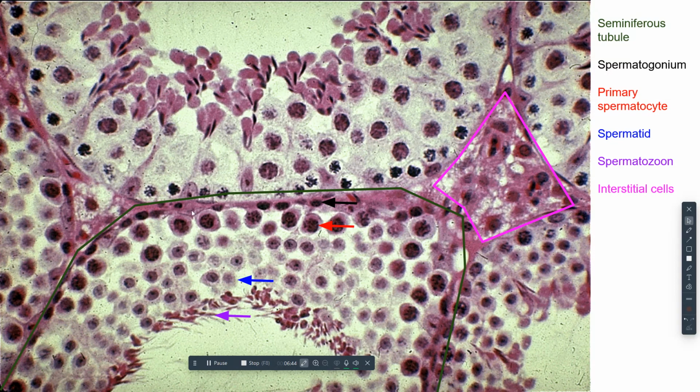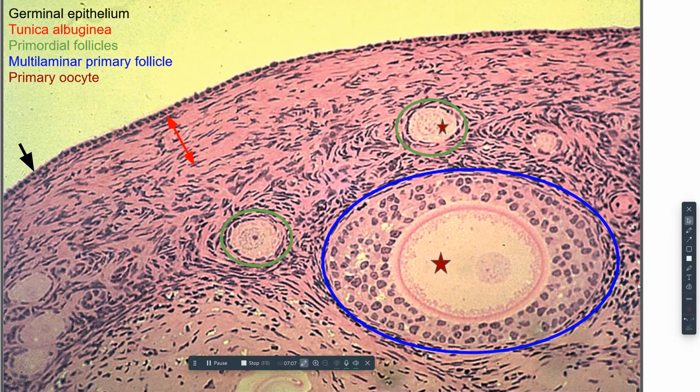So outer layer is the spermatogonia. Then I go in and I find these big primary spermatocytes. Then these guys are going to be spermatids. And then these guys down here are going to be sperm cells. So, good news is we're done with the male. We're done with the testis.